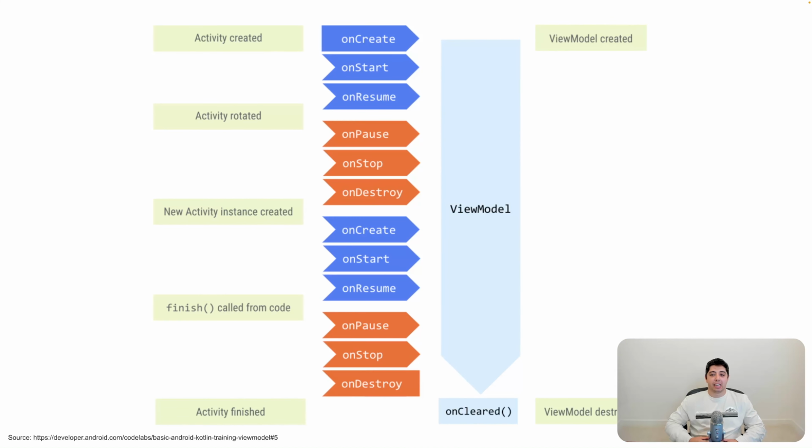It means, let's say we have activity A and we open activity B, and then the activity is created and the view model for activity B is created. Then the user changes the orientation of the device, and what happens? The activity rotated. It means that the system will need to destroy the activity and then recreate the instance of the activity. But on the right, you can see that the view model is alive.